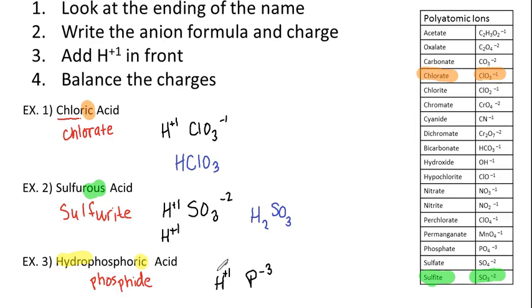Again, I'm going to add H out in front. H always has a +1. In this case, to get hydrogen to be balanced, I need to have 3 hydrogens total so that my 3 positives add up to my 3 negatives. And at the end, my final formula would be H3P.